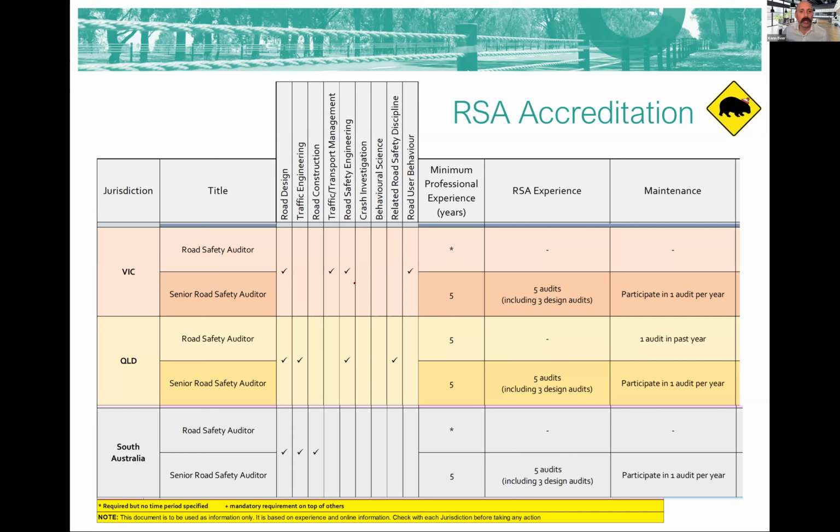But what we've done is put a sheet into your memory stick and on Moodle that summarises the requirements of each jurisdiction. And by jurisdiction, I mean state or territory or country, as New Zealand is, we call them one jurisdiction. And you can see there the title being Senior Road Safety Auditor. And you'll see that's pretty much the same across most jurisdictions. New South Wales likes to do a level 1, 2, and 3, just to keep things a little bit confusing.